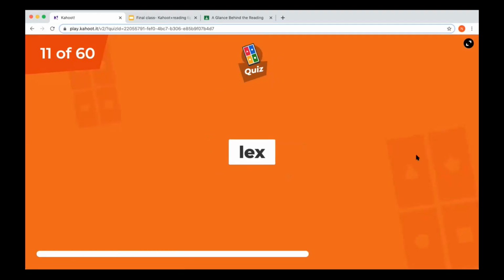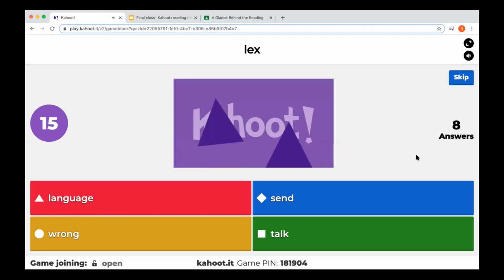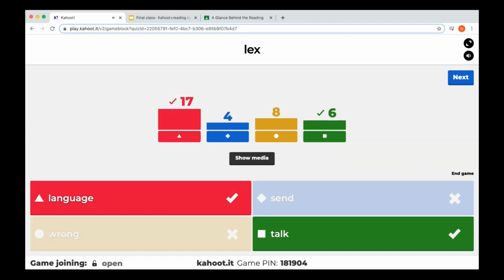Lex. Red is language, blue is send, yellow is wrong, and green is top. Nice. Those are both right answers because I can see you making an argument for both.